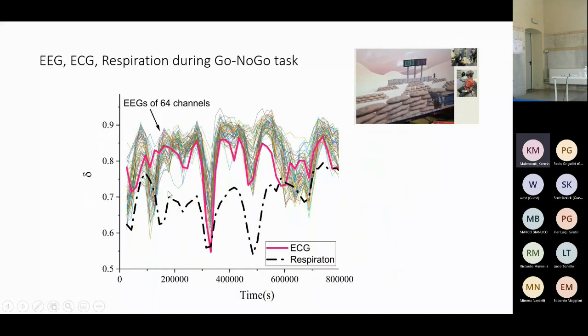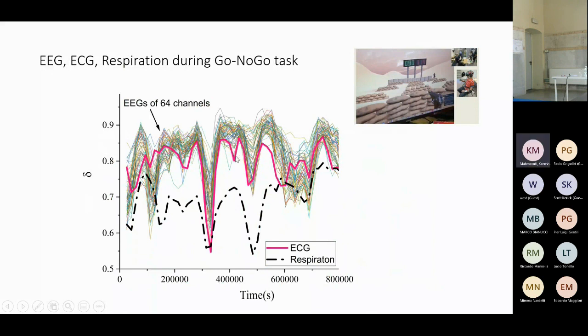The other data is more complicated because it's for the shooting task of participants. They are looking at this scene in VR and they have to shoot the enemies. So the task is a go/no-go task. The good thing about this data set is that they recorded EEGs, ECGs and respiration at the same time. That led us to measure the complexity of all these 3 different systems.